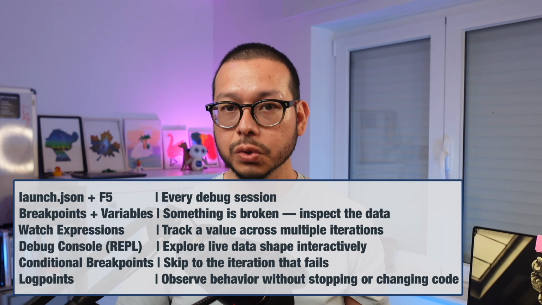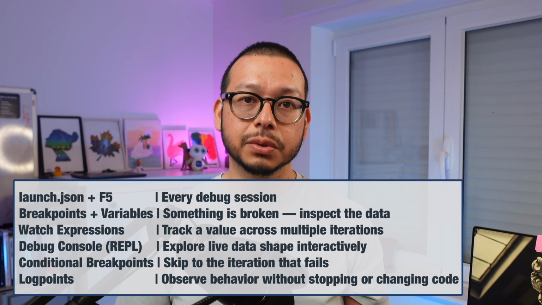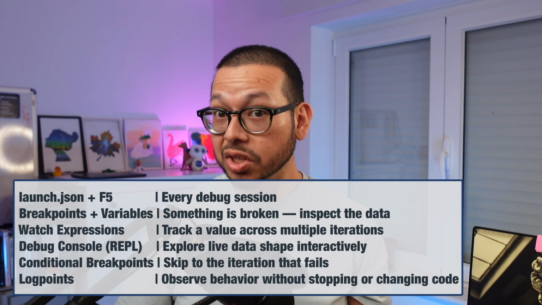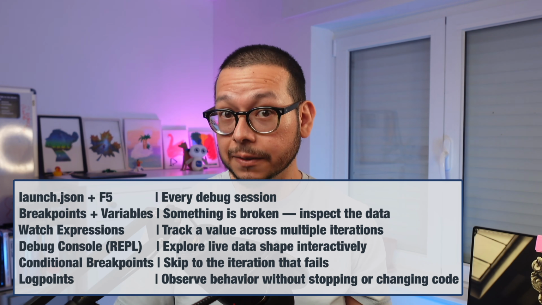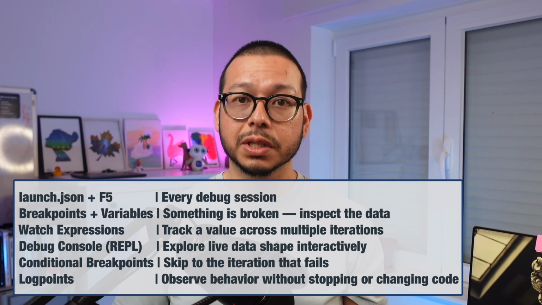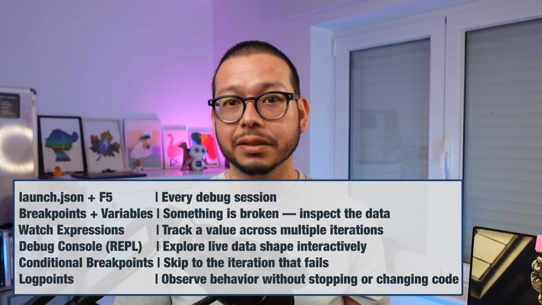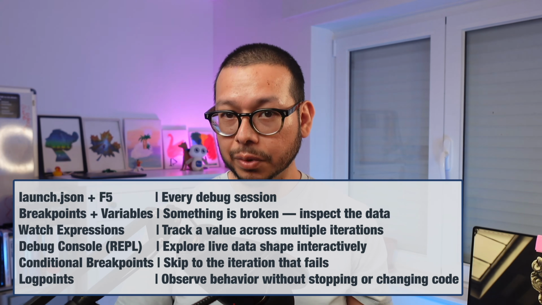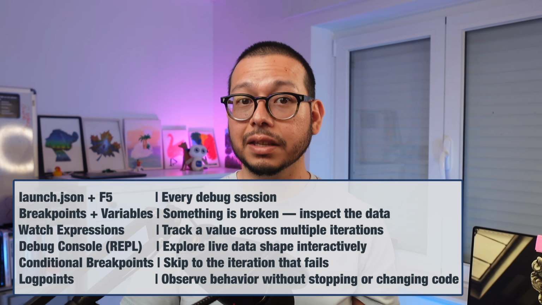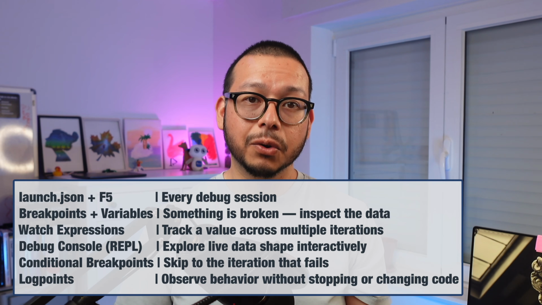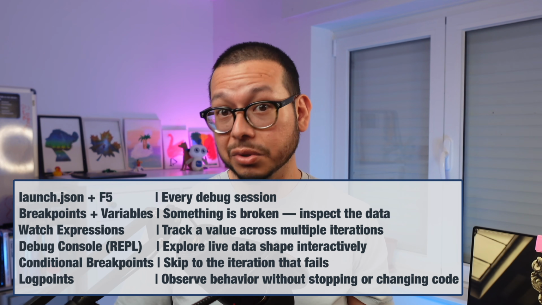Here is the full toolkit. We started with a key error. The script crashed on an interface that didn't have the openconfig key. We used breakpoints and the variable panel to see the data shape. Watch expressions to track when the Ethernet key was missing. The debug console to explore the actual data interactively. Conditional breakpoints to skip straight to the failing interface, and log points for when you want the print style without touching your code. Stop guessing, set a breakpoint, and see what your code is actually doing.